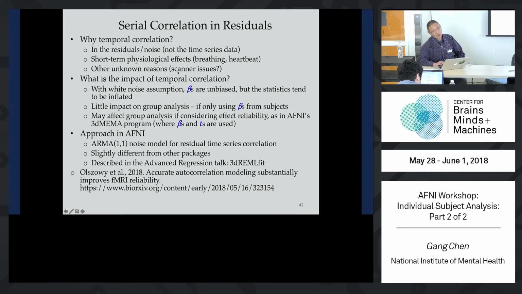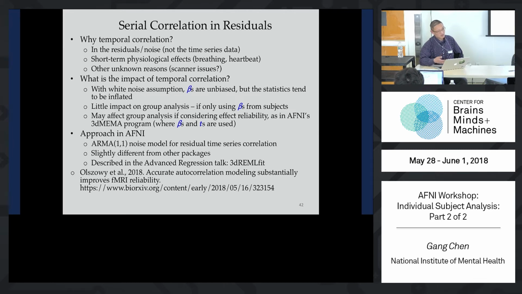So that means the ordinary least squares is not good enough. But what's the impact? Let's first, before we talk about the modeling approach, look at the impact. If you focus on the beta values, you probably will not see much difference whether you are going to take care of the temporal structure in the residuals or not.